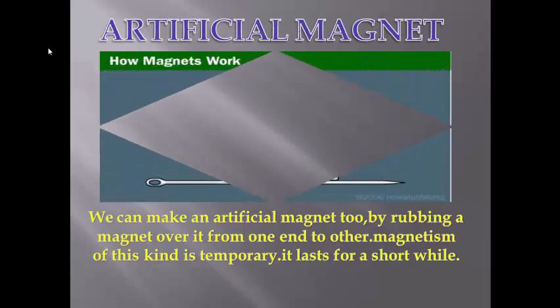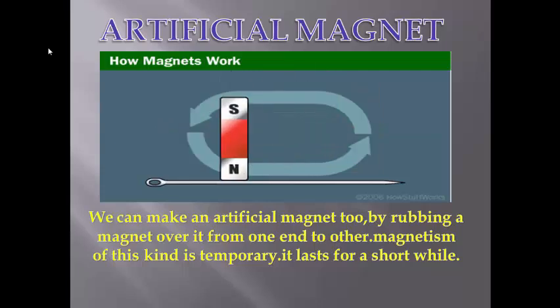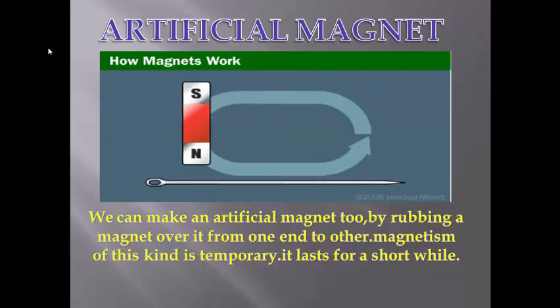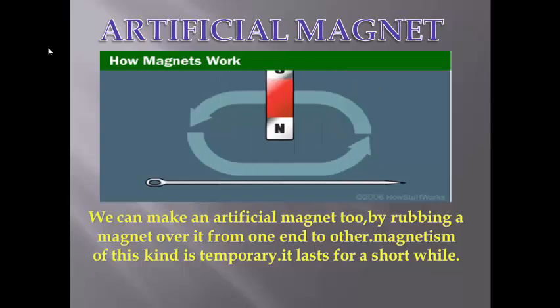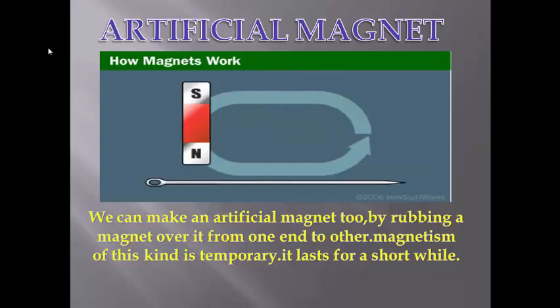Now, moving to the next part, artificial magnet. We can make an artificial magnet too by rubbing a magnet over it from one end to the other end. Magnetism of this kind is temporary. It lasts for a short while.